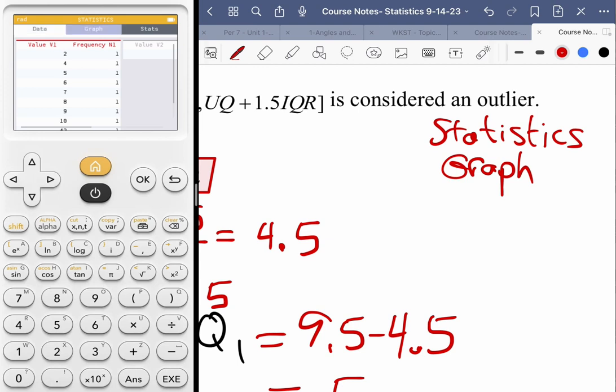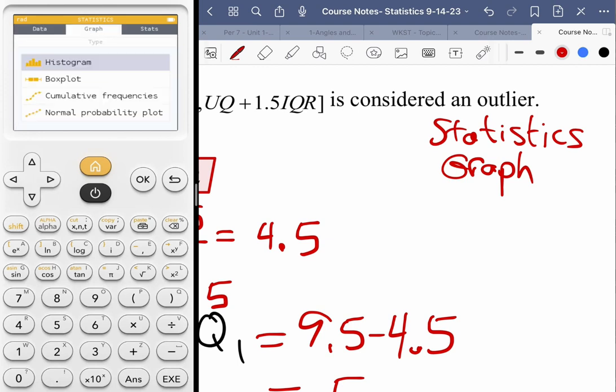Right arrow to graph. Okay. We have a few choices here. We're going to kind of live with the first two for the majority of the course. But in this case, I want the box plot. And we'll talk about how you actually graph box plots on paper, because we'll need to know that. But for now, I'm just going to say this technique will help you identify outliers.